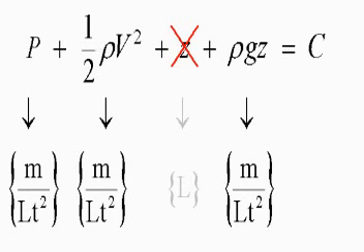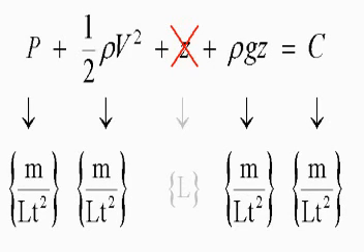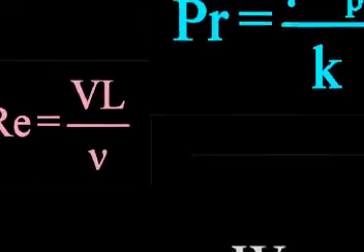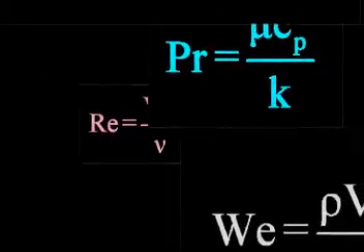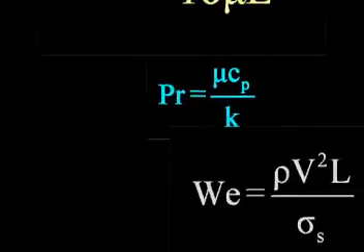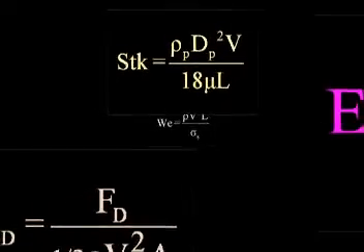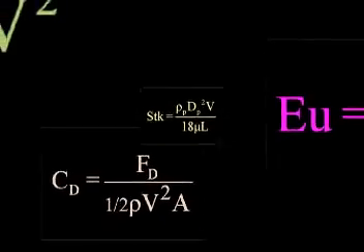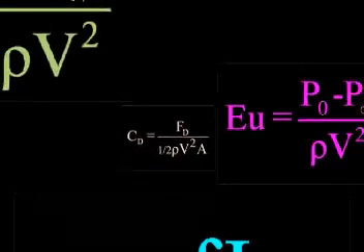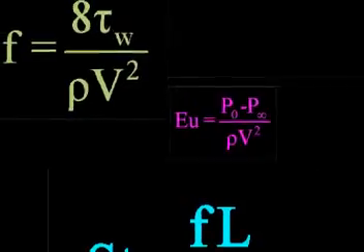Of course, the Bernoulli constant, or total pressure, must have the same dimensions of mass over length times time squared as all the other terms. This basic requirement of dimensional homogeneity naturally leads to a set of non-dimensional parameters that describe all sorts of fluid phenomena. By understanding the role of these non-dimensional parameters, we can learn a lot about fluid phenomena without actually having to solve the equations of motion.